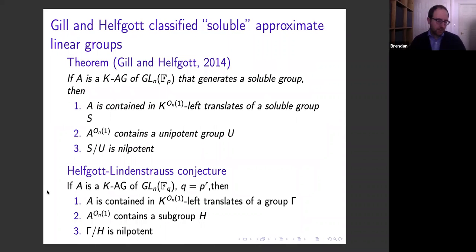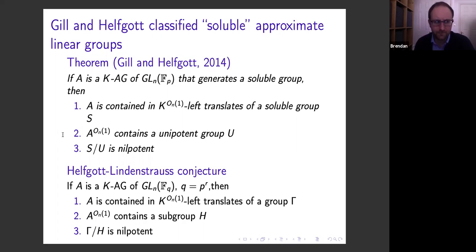Okay, and so some progress was made on this by Gill and Helfgott, who proved that if you have a k-approximate subgroup A of GLn over Fp, the field with p elements, p a prime, and A generates a soluble group, then you have the following structure. A is covered in a small number of translates of a soluble group S. These translates you can think of as a bit of noise. A small number of products of A contains a unipotent group U, which just means a subgroup of the full unipotent group, so that the quotient of S by U is nilpotent.